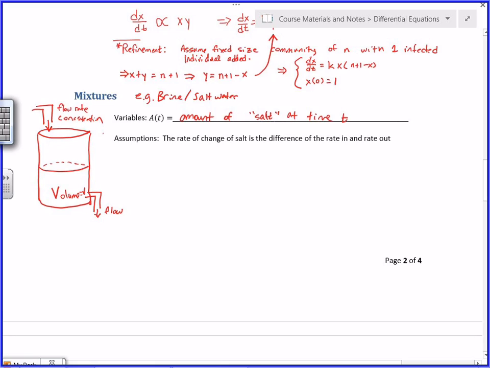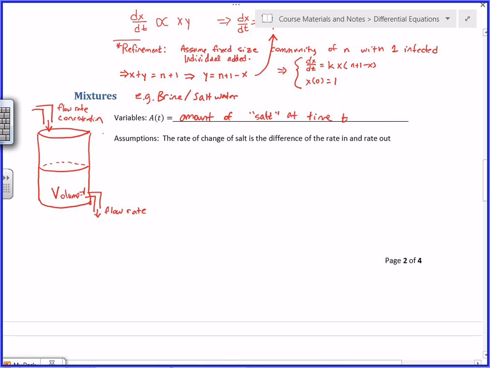The kind of assumption we're going to make here is, well, first of all, that the rate of change of salt in here is however much salt is coming in, how fast it's coming in, minus how fast it's going out. So if we're adding salt at like 3 pounds per minute, and the salt is leaving at some rate, we're going to try to figure out how much salt is in there at any given time t.